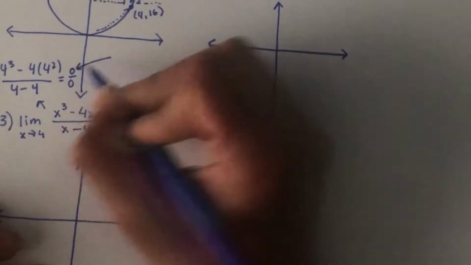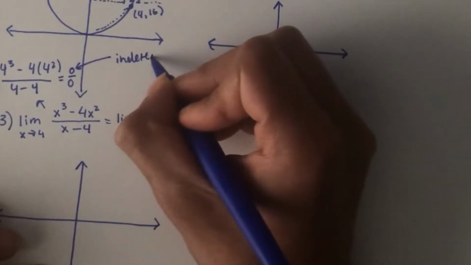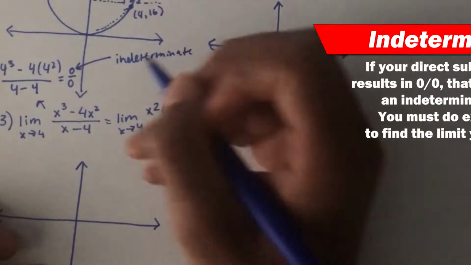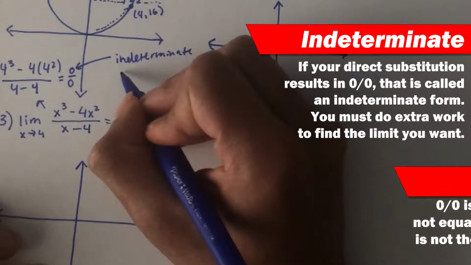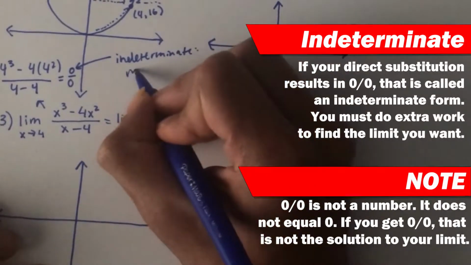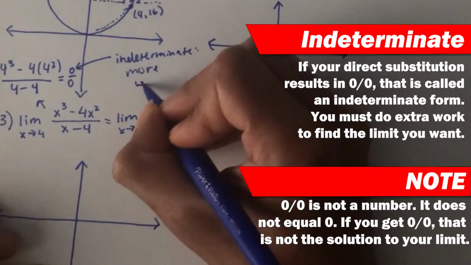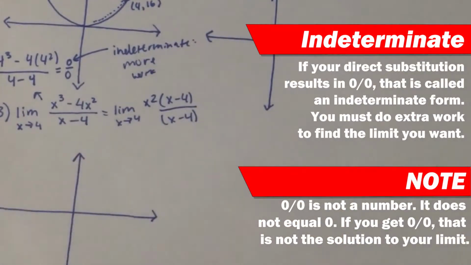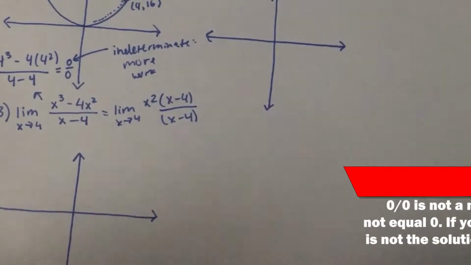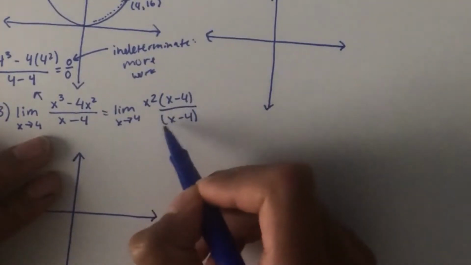This is called indeterminate form. And my calculus teacher always told me this basically meant more work. It takes more work to determine the indeterminable, right? More work. So that means you have to evaluate it further.